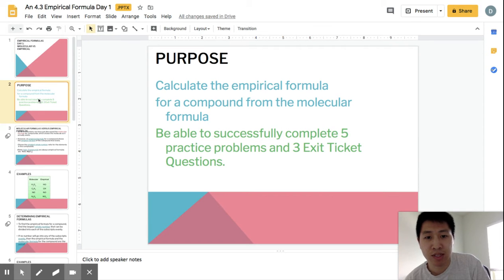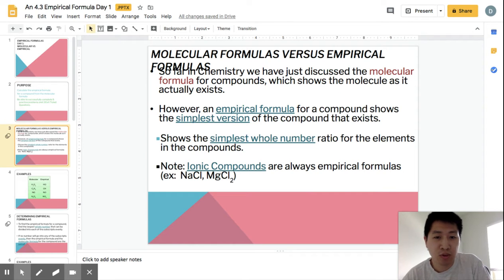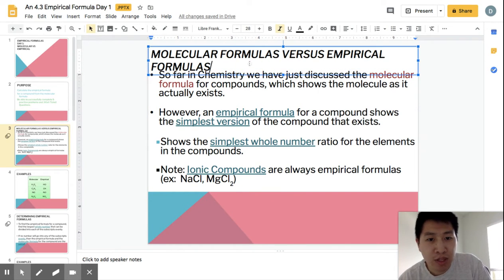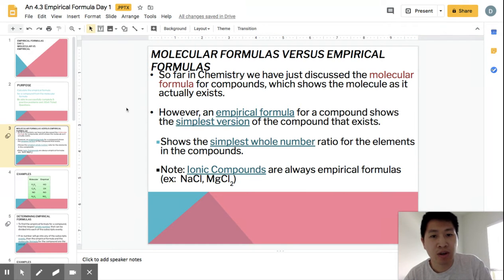Now, the purpose of this is to calculate the empirical formula for a compound from the molecular formula. So we're going to go back and forth from molecular to empirical. And then we're going to be able to know what's the difference. Molecular formula versus empirical. So far, we have just discussed the molecular formula for compounds, which shows a molecule as it actually exists. But the empirical formula for a compound shows the simplest version of the compound that exists. And so when we look at this, we're going to see how to calculate that correctly.